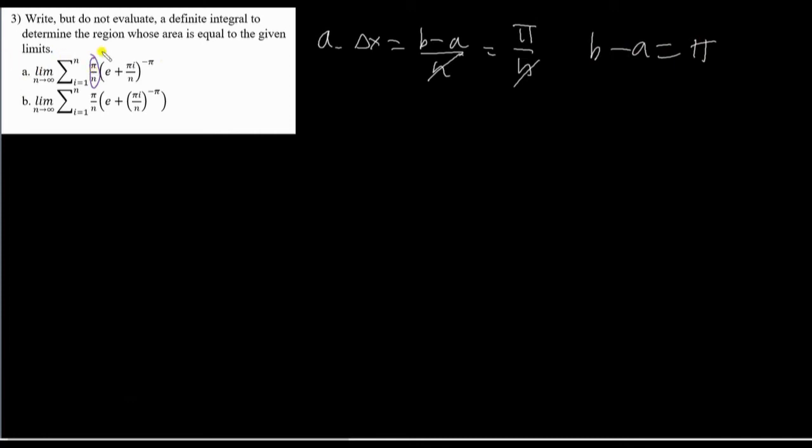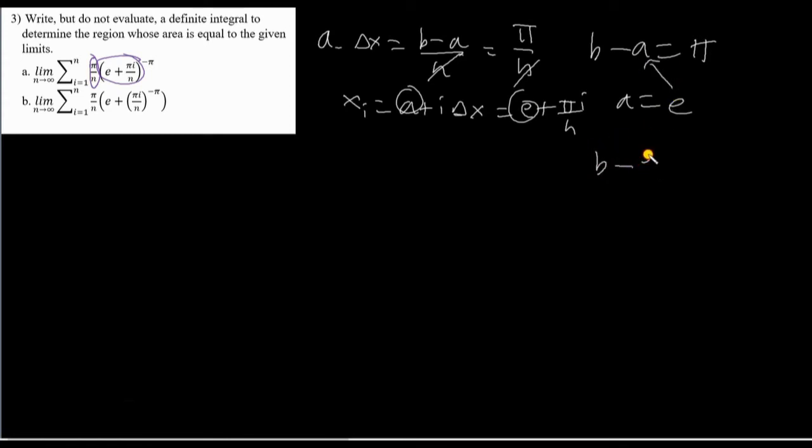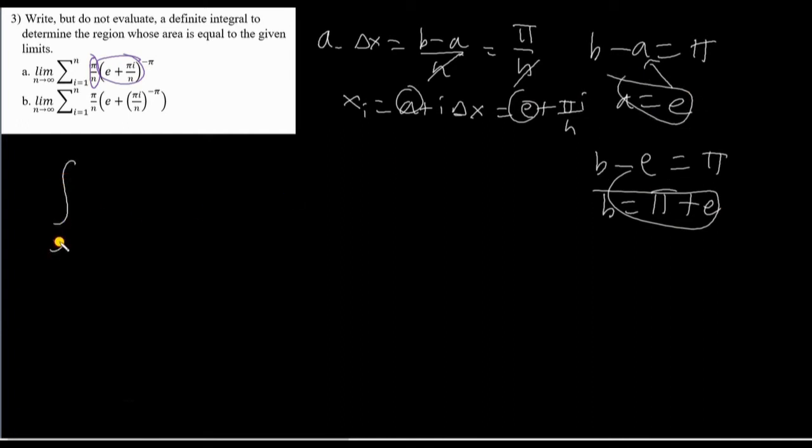And then from this part, we see that x sub i, which is a plus i delta x, is equal to e plus pi i over n, and then the a is e. So we know that a is e, and then plugging that in, b minus e equals pi, so b is equal to pi plus e. And these are the bounds of our definite integral. So the integral is going to go from e to pi plus e.